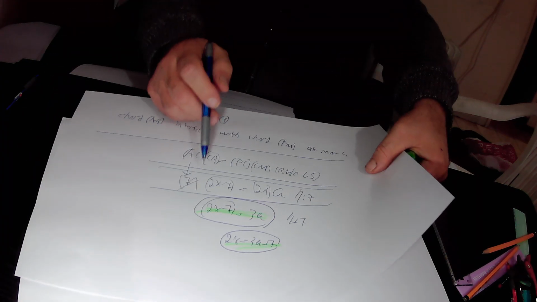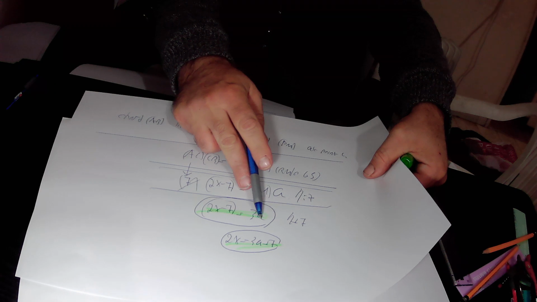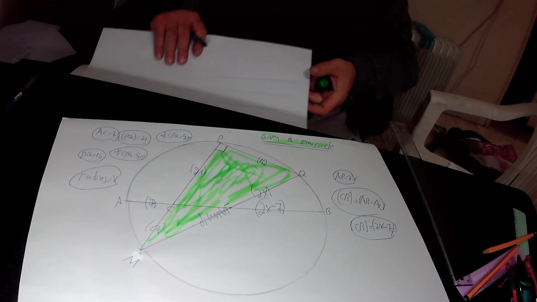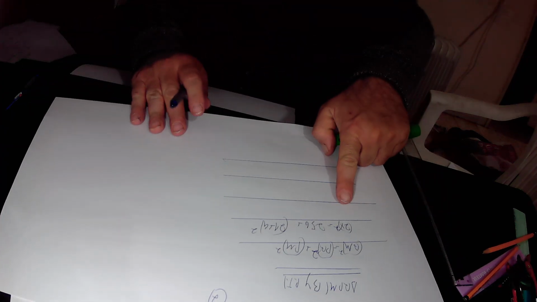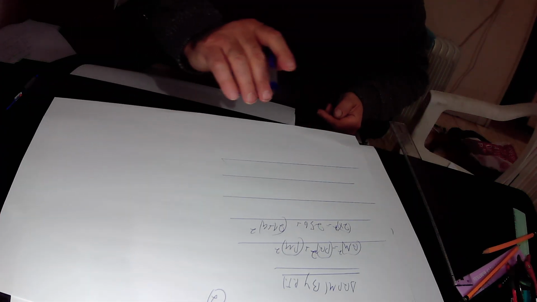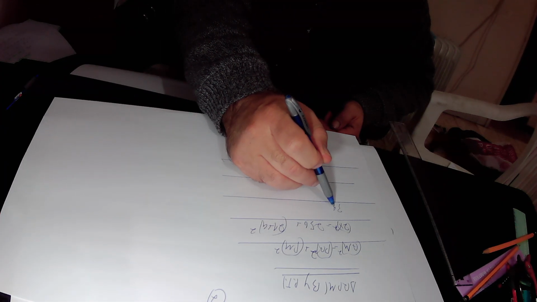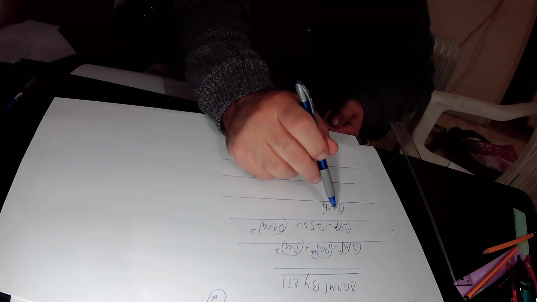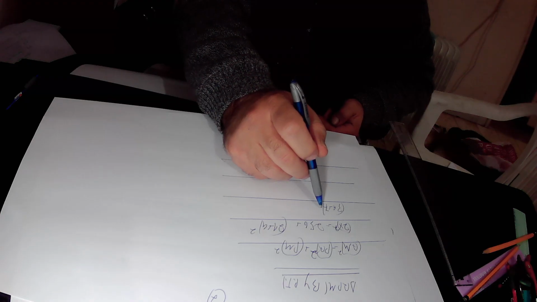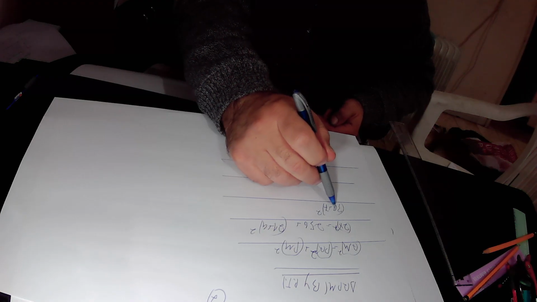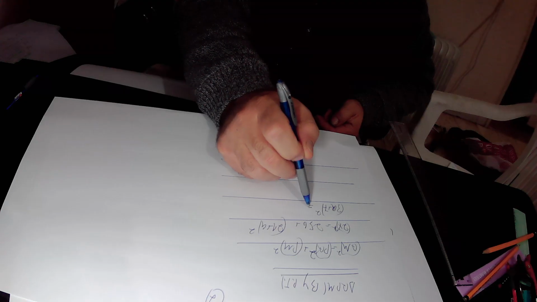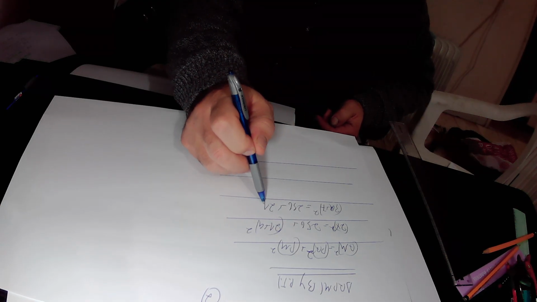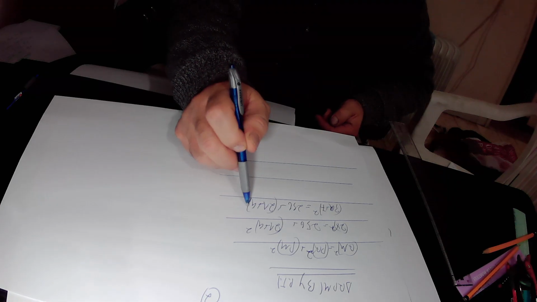We already found out that 2x equals 3a plus 7. So we substitute 2x in this equation by 3a plus 7. 2x equals 3a plus 7, therefore 2x squared equals 3a plus 7 squared, and it equals 256 plus 21 plus a squared.